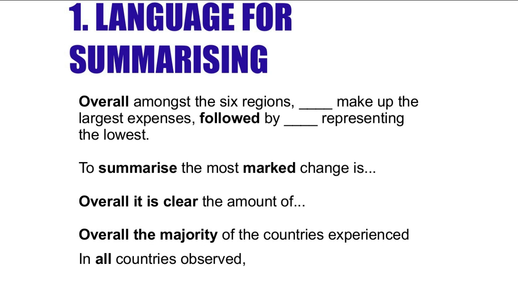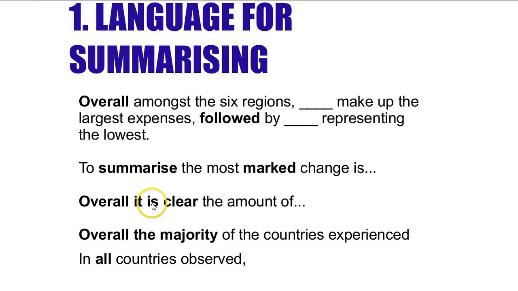Now, if we're following the 4-paragraph model, we're going to finish with a summary, just outlining the overall characteristics of the graph, of the pie chart. Here are some perfect sentences you can use in this final paragraph. Okay, we can say, in all countries observed, the largest amount of sales were seen in Wales. Okay, we can say, overall, the majority of the countries experienced XYZ, or overall, the majority of the people interviewed said they preferred beef, or whatever.